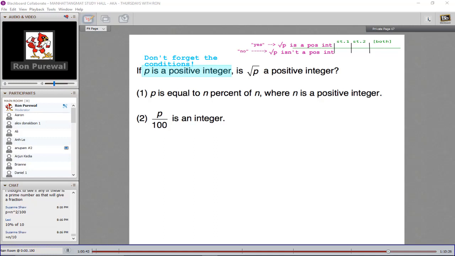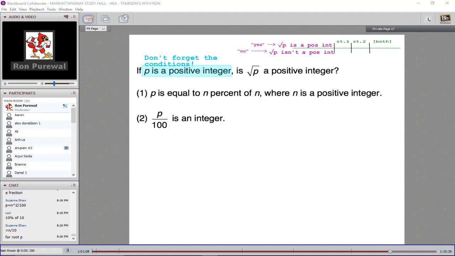Okay, P is 10% of 10, yeah, that would work. Let's take a look at it. 10% of 10 is an integer. And obviously 100% of 100 is an integer too. But let's just write this as an equation, because at least this statement here is not very hard to write as an equation. So that's what we should do.